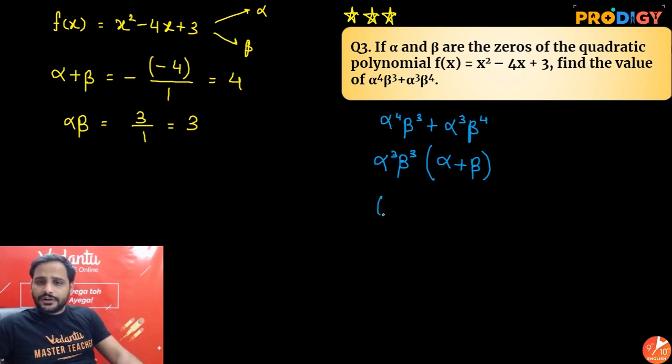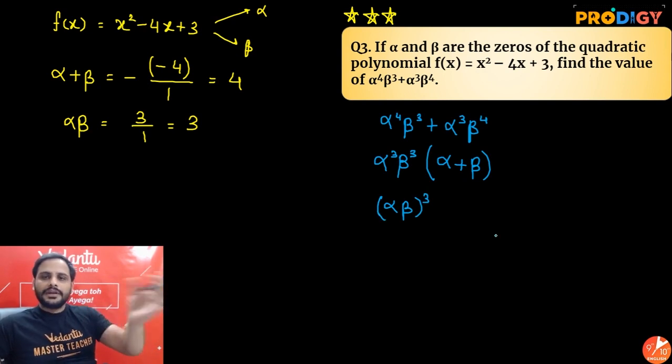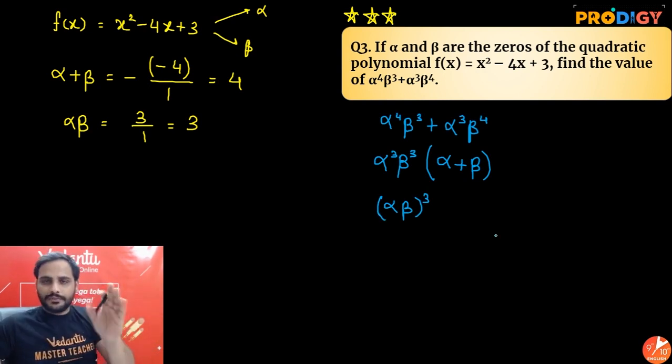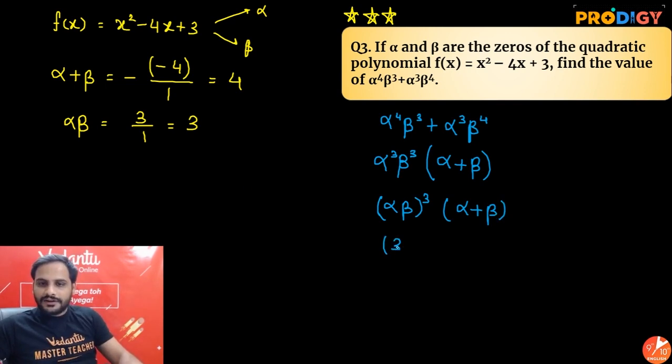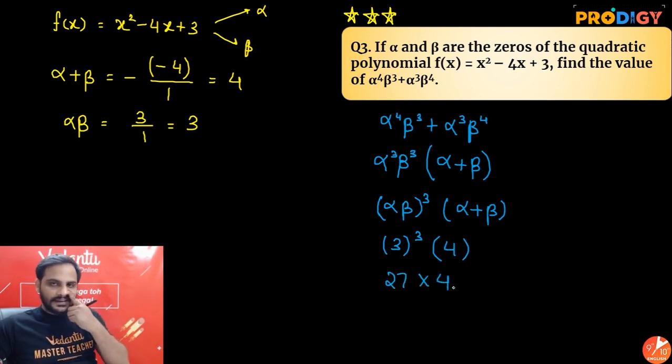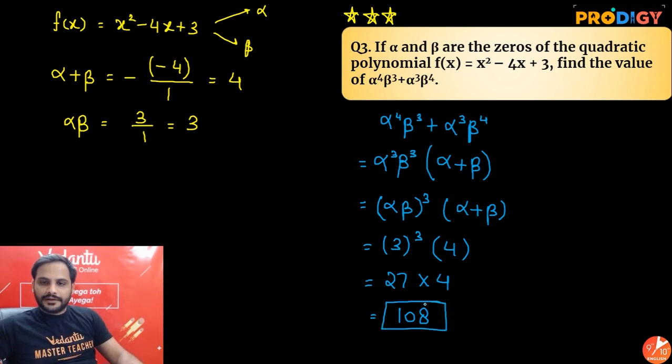Now alpha cube into beta cube, I can write it as alpha into beta whole cube, yes or no? Same thing, if a product has some power, the power can be taken common in multiplication and division, multiplied with alpha plus beta. Now see, I know alpha into beta is 3, so write it as 3 cube into alpha plus beta, which is 4. So 3 cube is 27 into 4, so 27 into 4 will be equal to 108. So your correct answer over here will be 108.